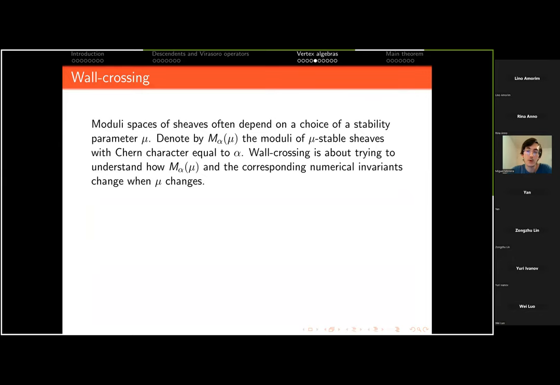Okay, and as I said, the point is now to study wall crossing. So the typical scenario when we're studying wall crossing is we have some moduli spaces M alpha, parameterizing sheaves with, say, Chern character equal to alpha, that depend on some stability parameter mu. And we want to know how the enumerative invariants that we're looking at change when we change mu. And Joyce's theory provides an answer to this.